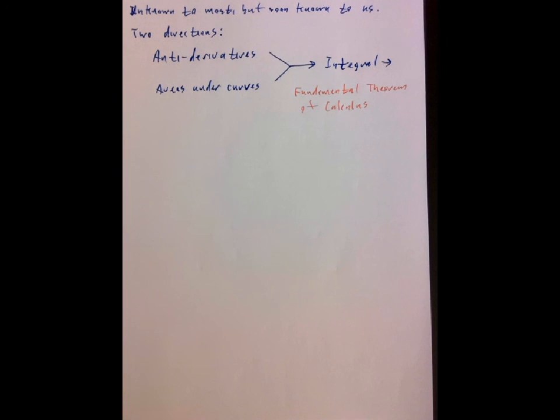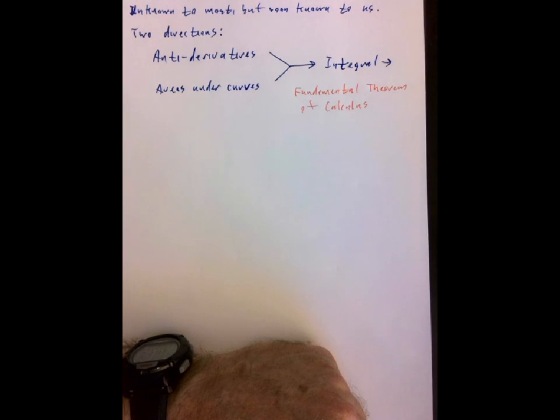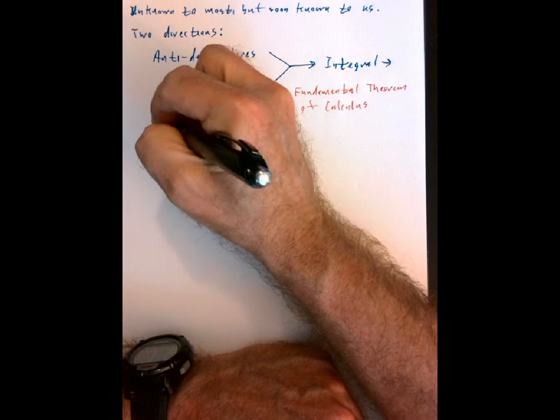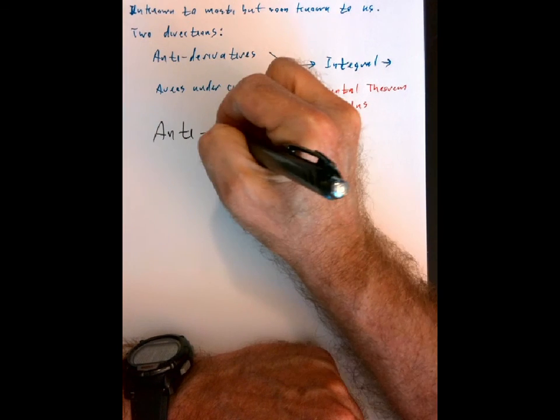Now, I kind of want to set this up, and I want to give you guys kind of a thought problem to start it out. Let's say that I've got this function here, so I better label this here. This is going to be antiderivatives.